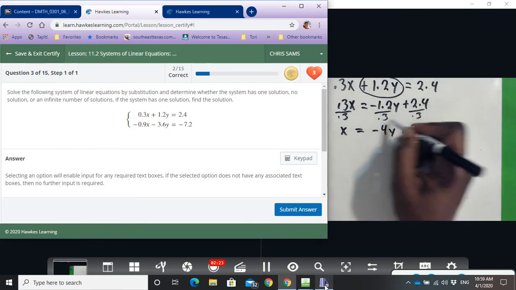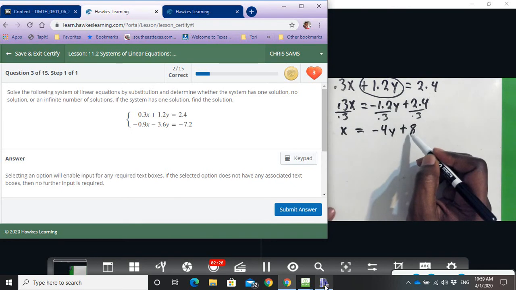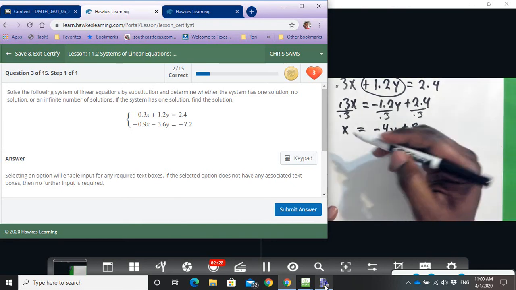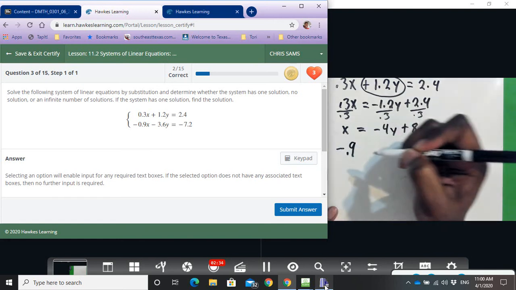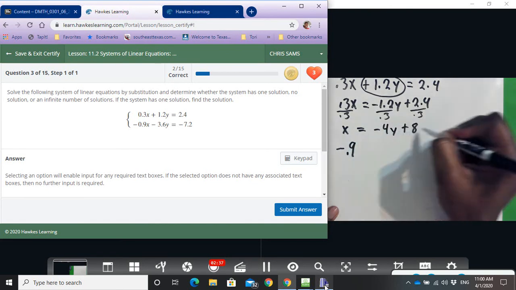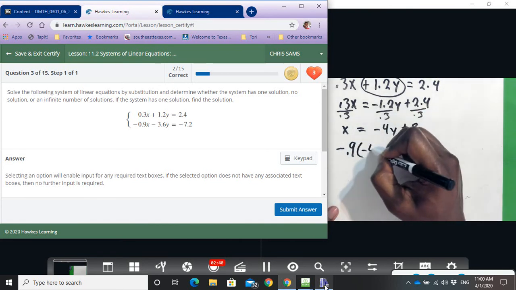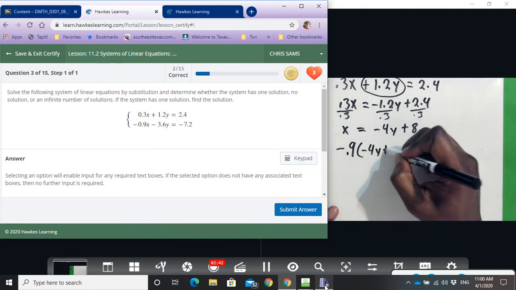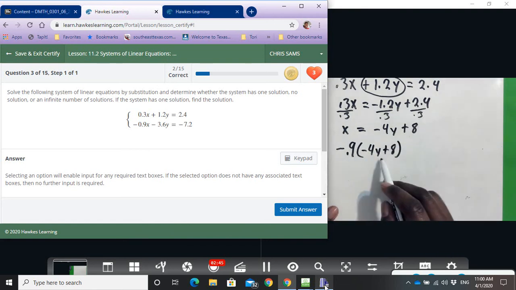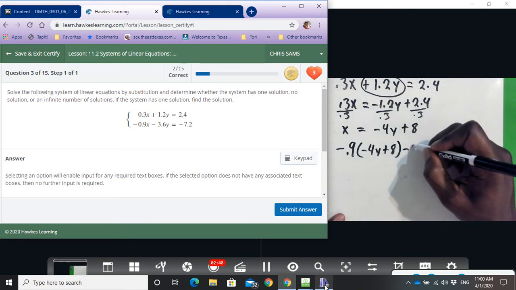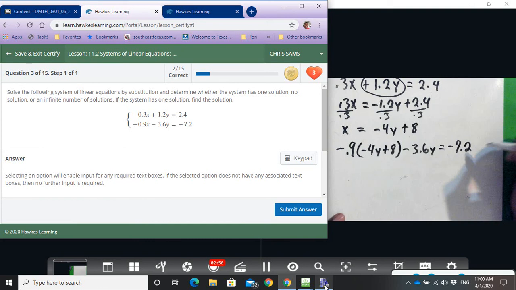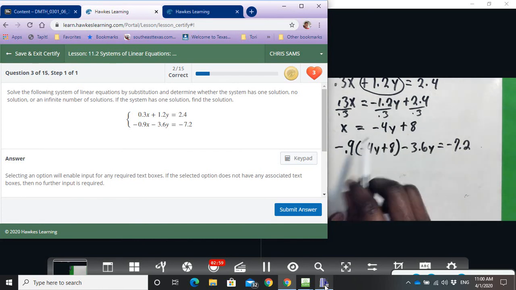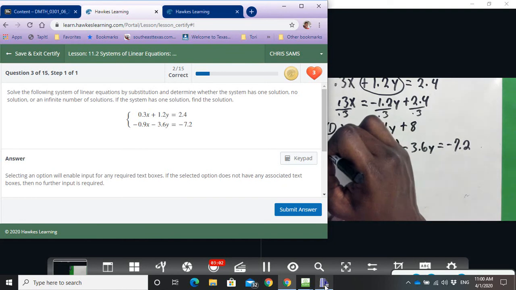Now we're going to take this expression, x equals this, and we're going to plug it into that second equation. So that second equation is negative 0.9x. Instead of x, we're replacing x with negative 4y plus 8. So that's the 0.9x. And then we got minus 3.6y equals negative 7.2. So this is me plugging in the first equation into the second equation.